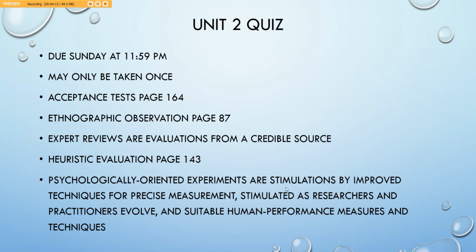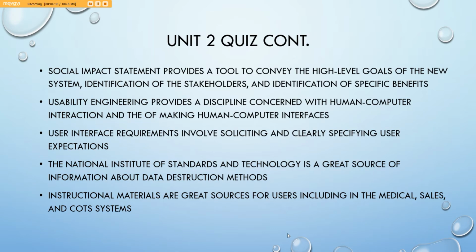Psychologically oriented experiments are stimulated by improved techniques for precise measurement, stimulated as researchers and practitioners evolve suitable human performance measures and techniques. Social impact statement provides a tool to convey the high-level goals of the new system, identification of the stakeholders, and identification of specific benefits. Usability engineering provides a discipline concerned with human-computer interaction and the making of human-computer interfaces.